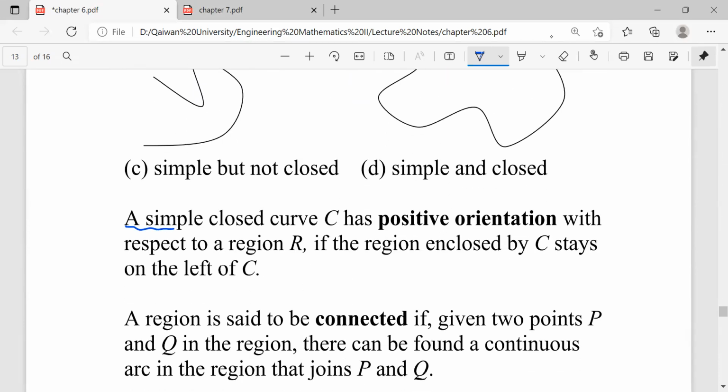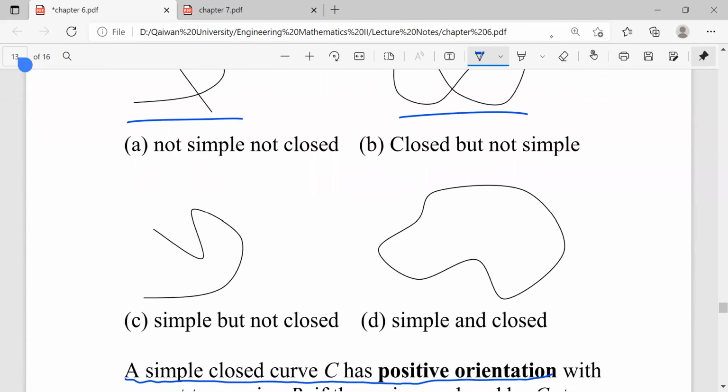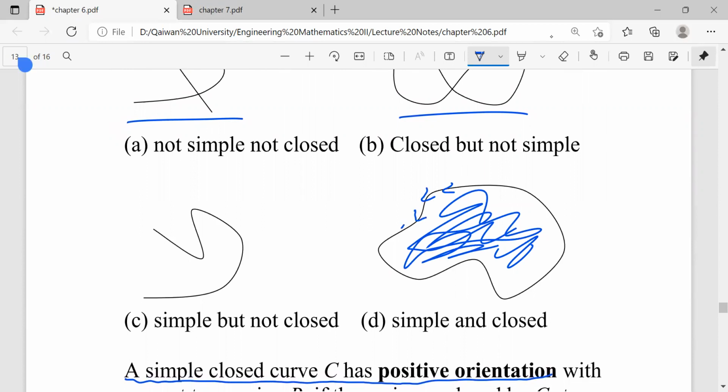And we say a simple closed curve C has positive orientation with respect to the region R if the region enclosed by C stays on the left of C. Look, if we have this curve, we say the positive orientation means the orientation is counterclockwise.